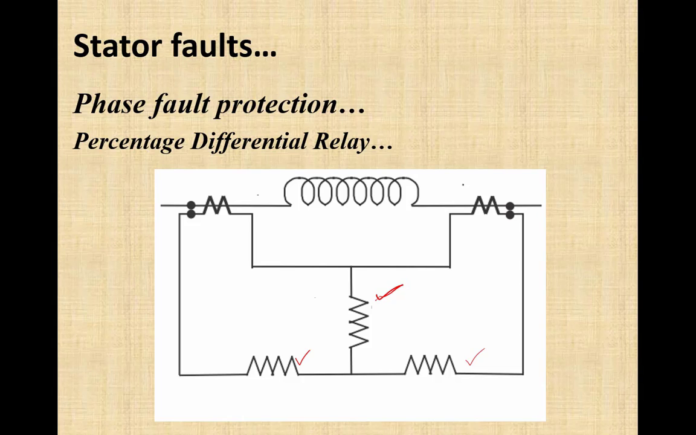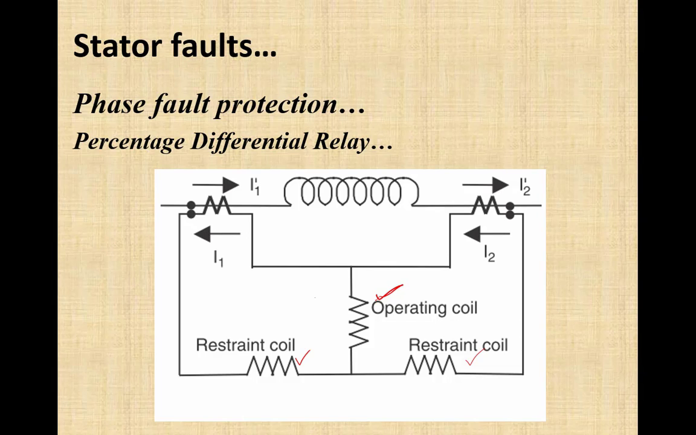But when a fault occurs inside the zone of protection, then the operating coil current will be very high, maybe equal to or even double the value of retaining coil current. So relay will easily operate. Now let's see here. If this is current I1 prime and I2 prime, two side primary currents, their counterpart secondary currents will be I1 and I2, which will flow through these two retaining coils. And here is the difference current, which will be I1 minus I2.